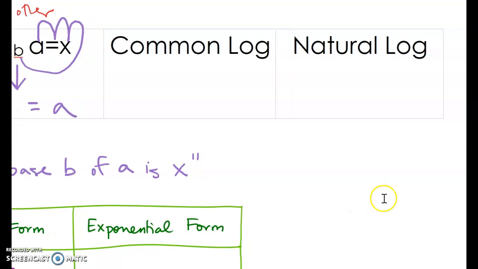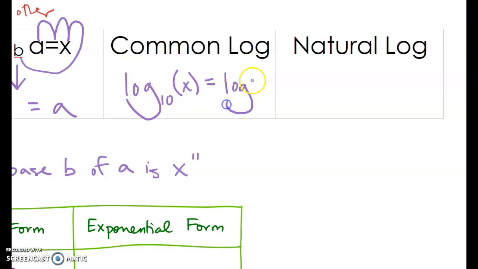Great, let's move on to the two different types of logs that we know. Of course, the primary or most common log is the common log, and that's written with the letters log. Now, like we just talked about, every log has a base. The common log, as it's understood, always has a base of 10 unless otherwise noted. So if we're thinking about it in the form we just wrote, log base 10 of x is equivalent to if you just see log of x. The base 10 is understood.